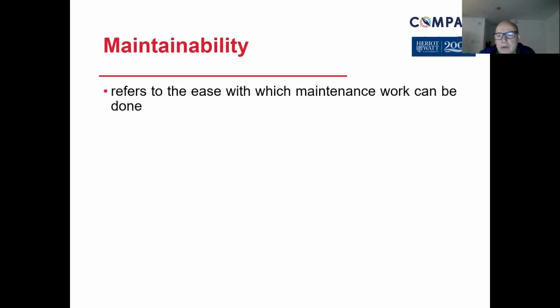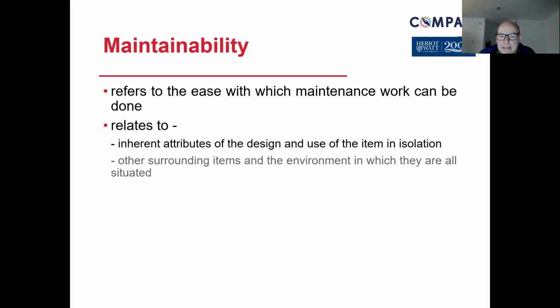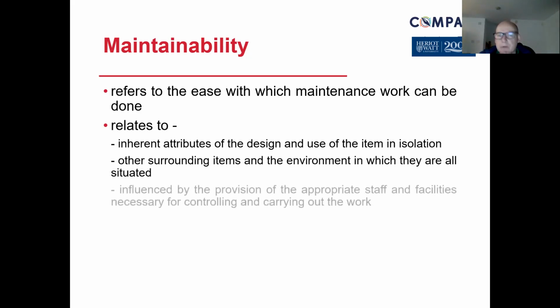Maintainability is a word that came in during the 1950s, but it has been developed and evolved as well. It relates to inherent attributes of the design and how to isolate the energy sources, other surrounding items and the environment in which they are situated. So again, the links to perhaps corrosion on some materials, influenced by the provision of the appropriate staff and facilities necessary for controlling and carrying out the work.